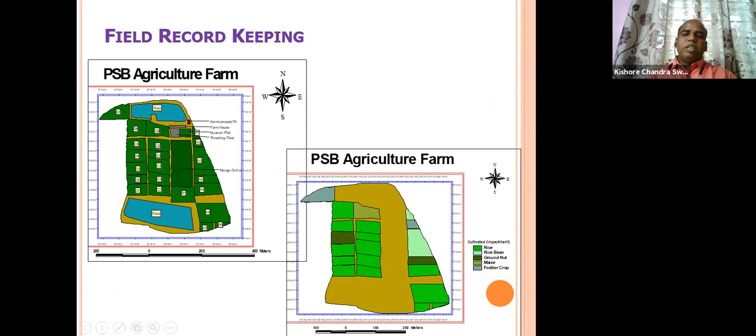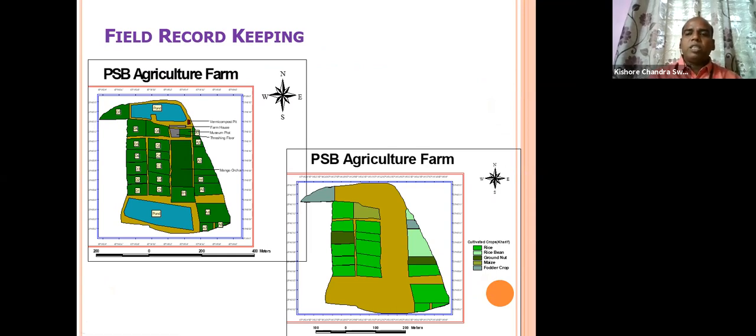Here in our Bhavan, I am working on keeping records of the field and the experimental plots: which crops we are growing, and whether this crop was grown last year or is overlapping with that crop.